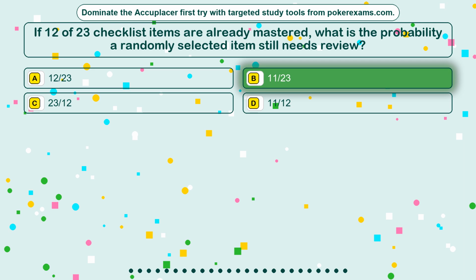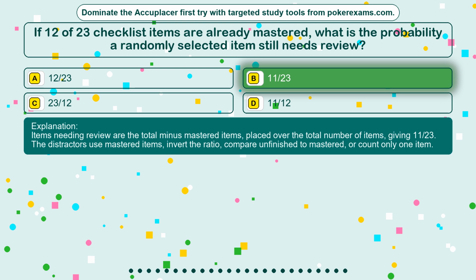The correct answer is option B, 11/23. Items needing review are the total minus mastered items, placed over the total number of items, giving 11/23. The distractors use mastered items, invert the ratio, compare unfinished to mastered, or count only one item.